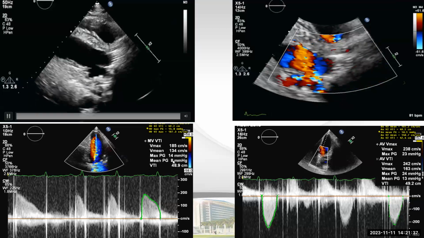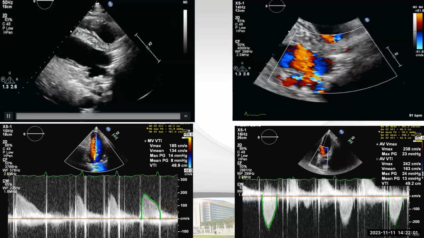Why? Because the gradient is up to 8. 8 is still considered normal in a mechanical mitral valve. You remember that in our native valve, the normal gradient is up to 3. More than 3, you have to start considering stenosis. Up to 5 is mild. Up to 10 is moderate. More than 10 is severe. This is if you don't have any pitfalls, but it's very common to have pitfalls, over or underestimation of the gradient in a native valve.